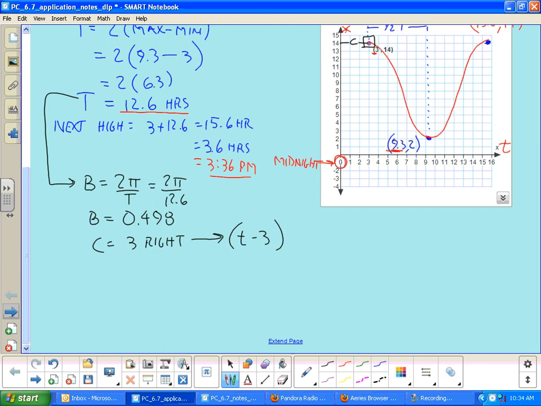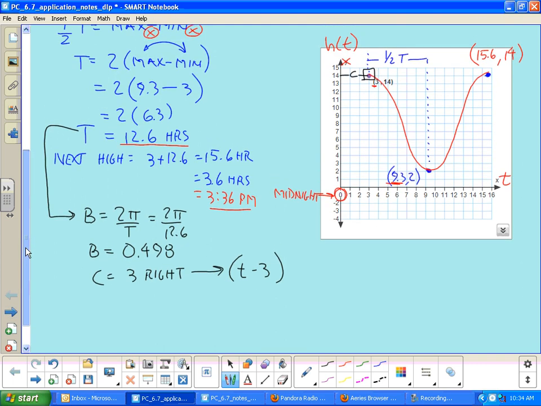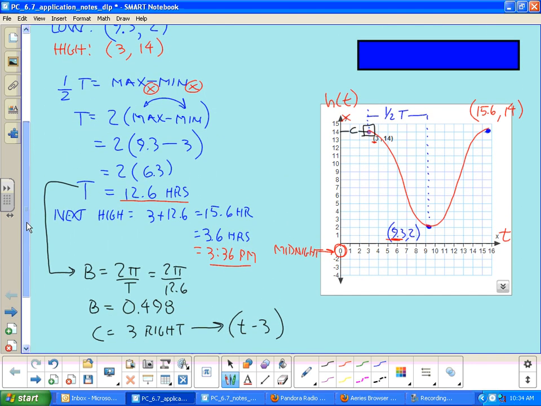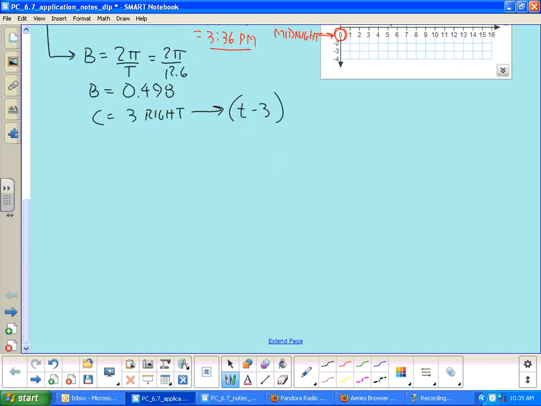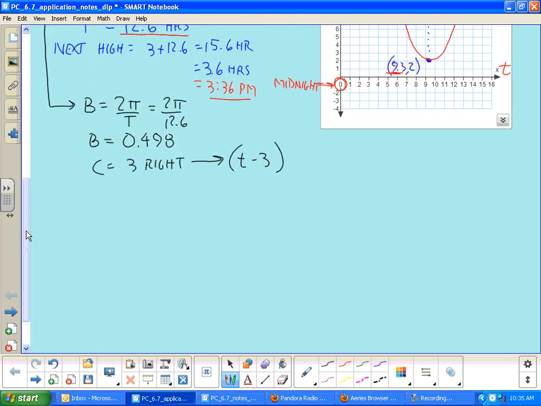How do we find A? It would sure be nice if I had some formulas. I wonder if I have any formulas for finding A. Oh, look at that. Max minus min over 2.